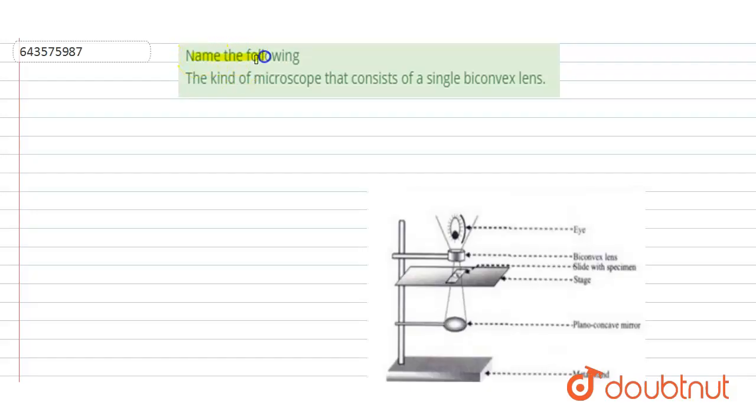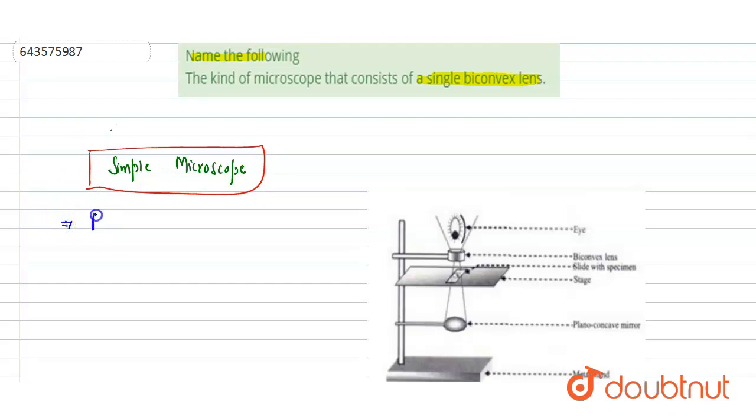Hello students, have a look at the question. The question is: name the kind of microscope that consists of a single biconvex lens. The microscope which consists of a single biconvex lens is called a simple microscope. It was invented by a Dutch scientist, Antony van Leeuwenhoek.